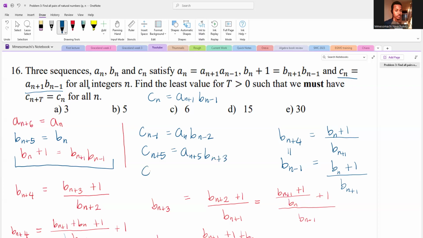Okay, so this Cn plus 5 here is equals to, remember, An plus, rather, this should be plus 6. Okay, and this should be plus 4. So Cn plus 5, remember An plus 6 is equals to An. So Cn plus 5 is just An, Bn plus 4, okay? Now if you keep on doing this, basically it's going to be the LCM, but let's look at Cn.